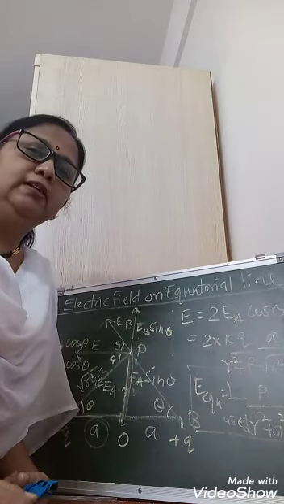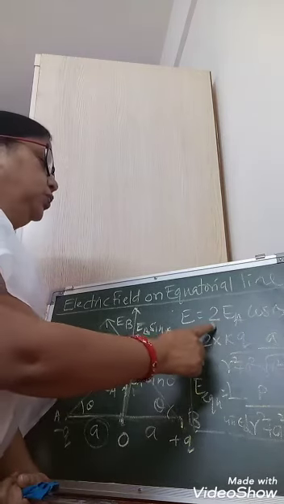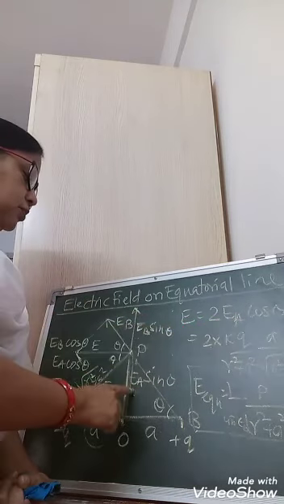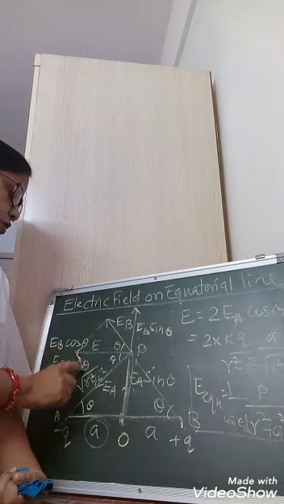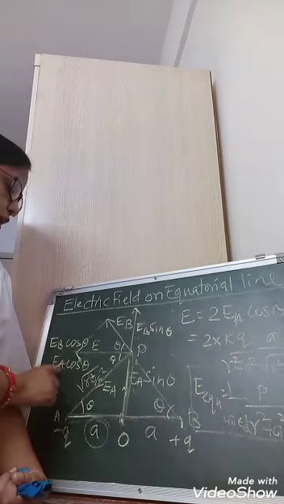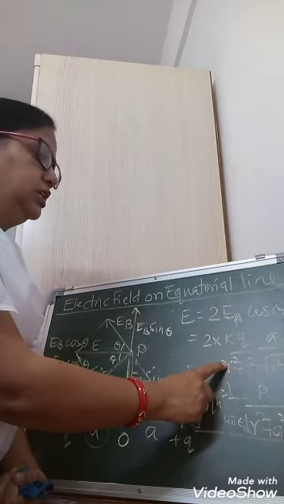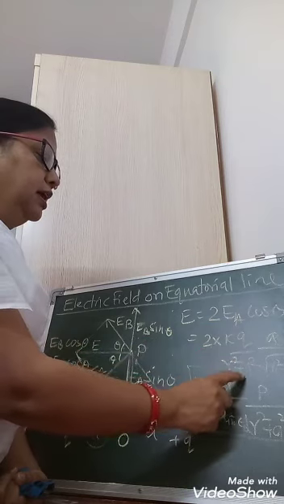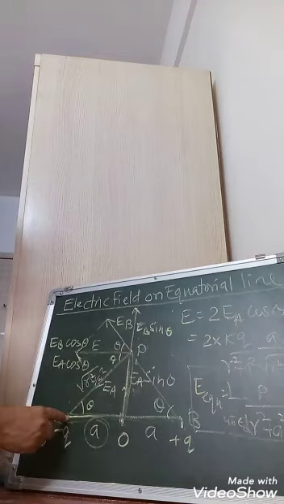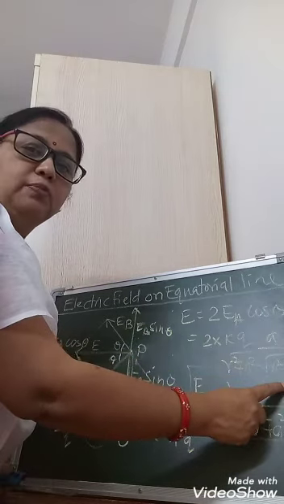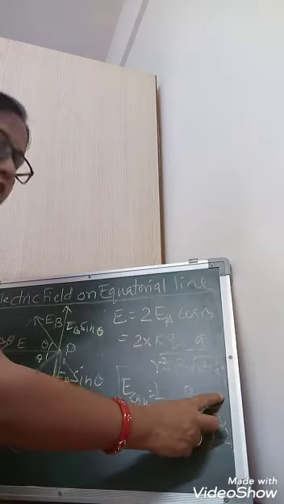Now let us see how to find the total electric field at point P. Vertical components are getting cancelled and we are getting only the two horizontal components, EA cos theta plus EB cos theta. Since both are equal, we can write E is equal to 2 EA cos theta. Put the value of EA, KQ by R square plus A square. Put the value of cos theta from the triangle as base upon hypotenuse, A upon root of R square plus A square.